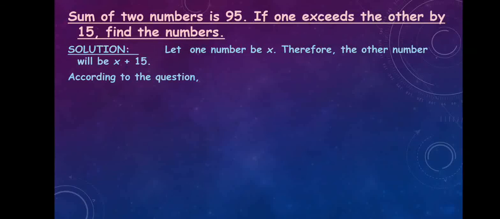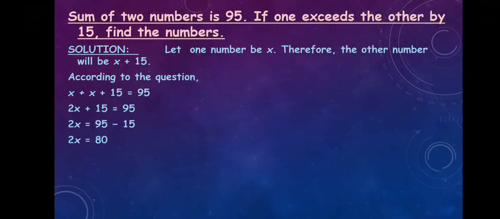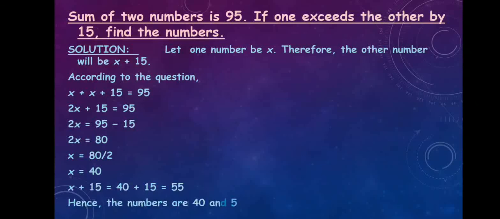According to the statement, x plus x plus 15 is equal to 95. That means 2x plus 15 is equal to 95, and 2x is equal to 95 minus 15. 2x is equal to 80 and x is equal to 40. The question was to find out both the numbers. So the second number will be x plus 15, that is 40 plus 15, which is equal to 55. So the two numbers we were looking for in the statement were 40 and 55. I hope it's clear to you.